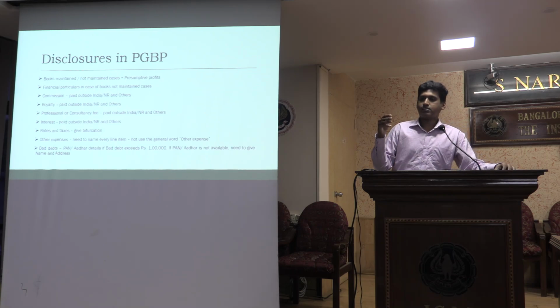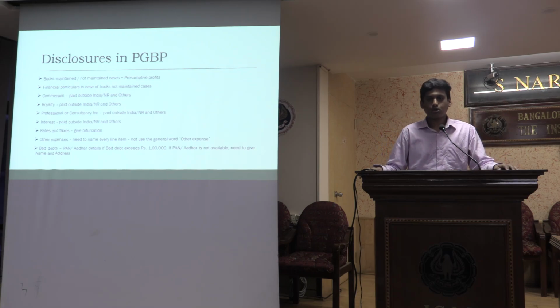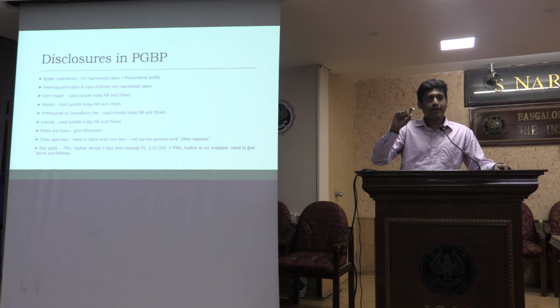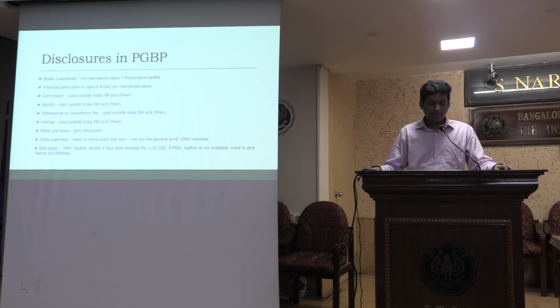And also there are certain items in P&L account. This is of course for those maintaining books. Under the P&L we have 4 items wherein we have to give breakup of how much is paid to non-residents and how much is paid outside India. So I'll just take one example. If there is a commission expense in your P&L, you should always give a breakup of these 3 things, whether it is paid outside India, or whether it is paid to a non-resident in India, or whether it is paid to other than the above 2 categories.